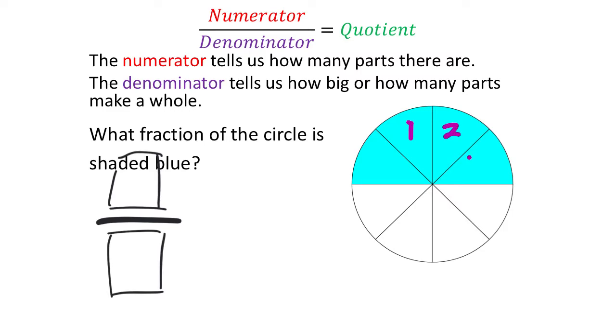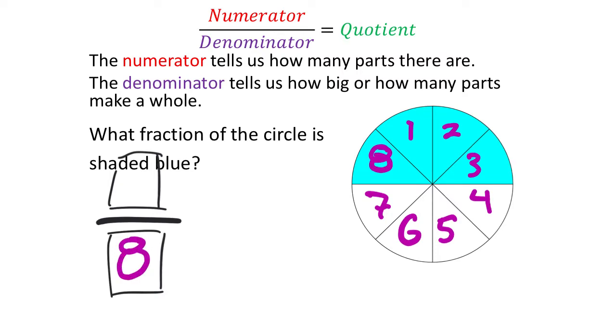So that's 1 piece, 2, 3, 4 pieces, 5 pieces, 6 pieces, 7 pieces, 8 pieces total. So since there's 8 pieces that make up the full circle, that is my denominator. How many parts make up the whole? Next up, we have to determine how many parts are shaded.